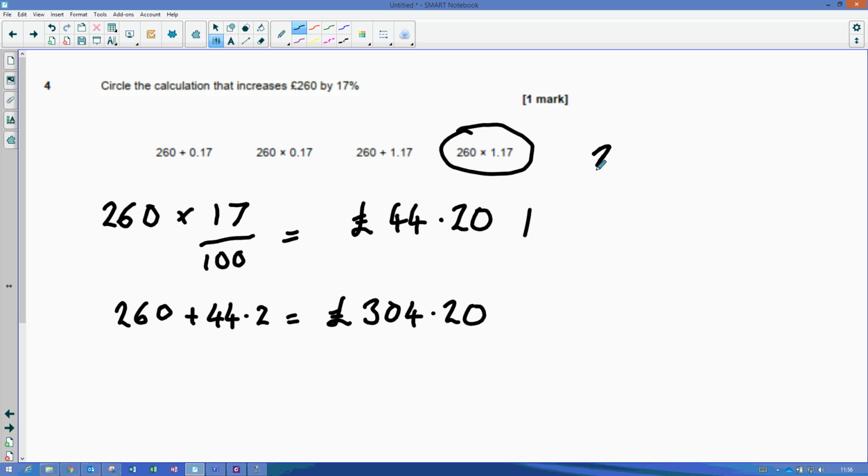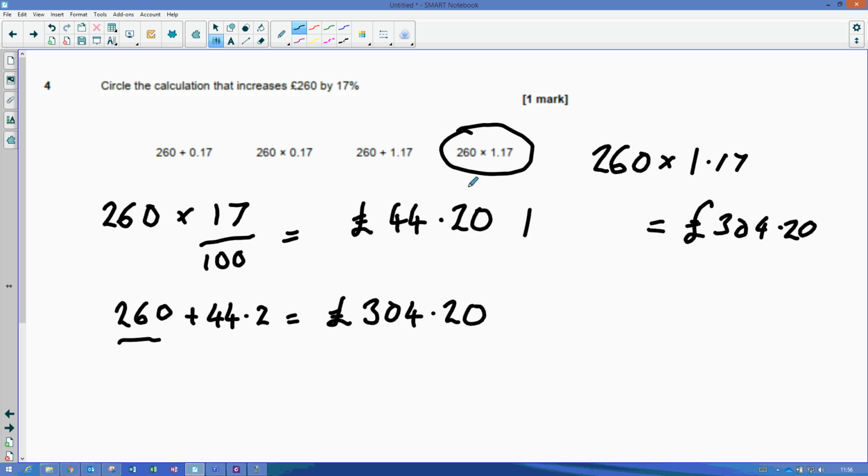The reason is 260 times 1 is 260, which gives us this part of the answer, but we're multiplying by 1.17 here, and that 0.17 is this part and gives us this. So this sum gives us this bit and this bit combined. Put that into a calculator and you'll find you get the same answer out.